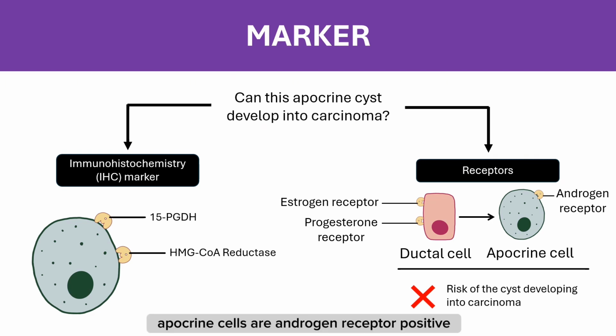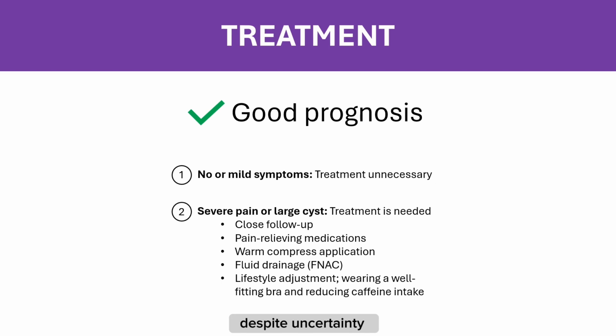Apocrine cells are androgen receptor positive, but estrogen receptor and progesterone receptor negative, indicating a low risk of carcinoma development. Despite uncertainty, individuals with apocrine cysts often have a favorable prognosis, with the condition often subsiding after menopause. Those with a family history of breast cancer face a double risk, regardless of fibrocystic breast features. For those with no or mild symptoms, treatment is usually unnecessary.